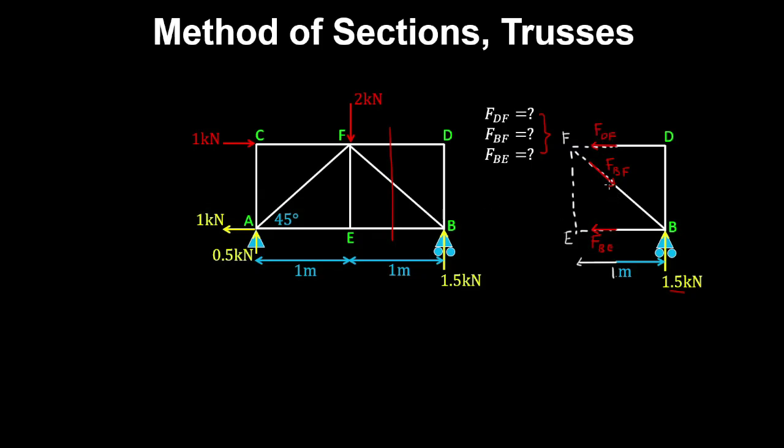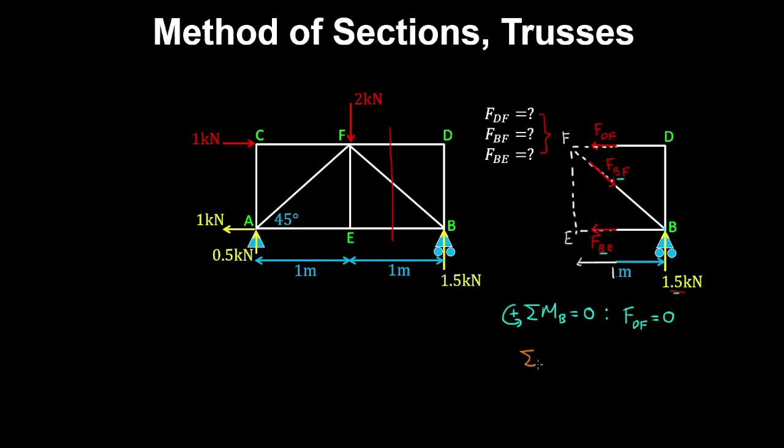Now we need to be strategic of which equilibrium equation we're going to use. So what I'll do is take a sum of moments about node B, and that's equal to 0, with anti-clockwise being positive by our convention. Well, we can see that the force in member BF and BE and the reaction pass through this joint. So that verifies that the force in member DF is 0.